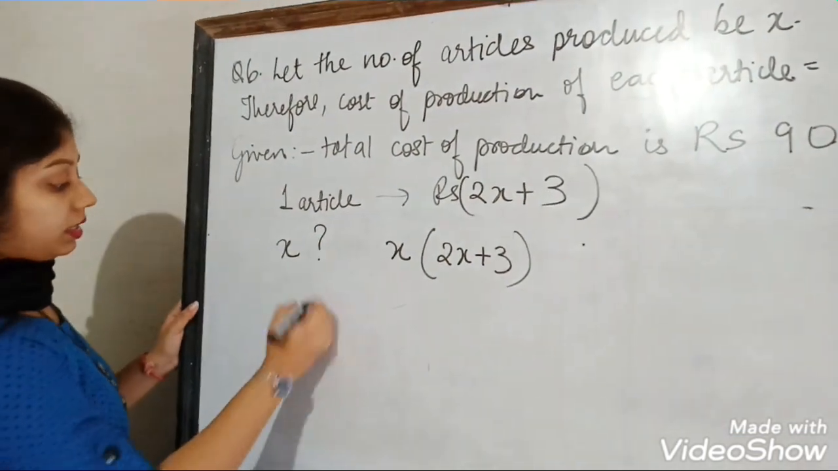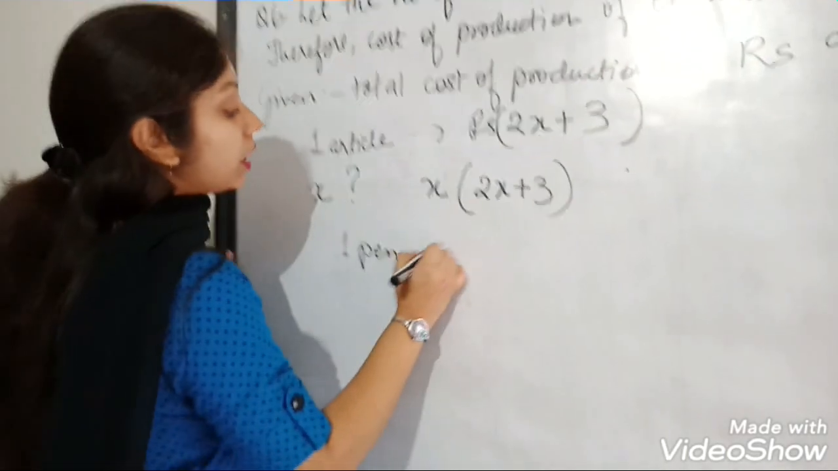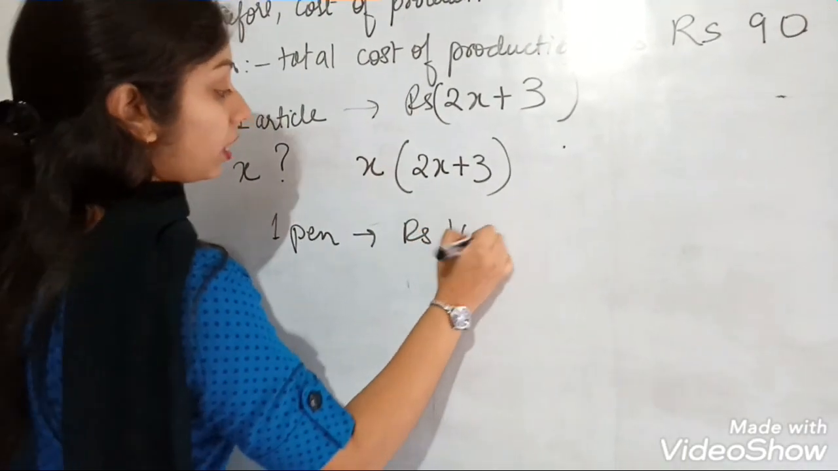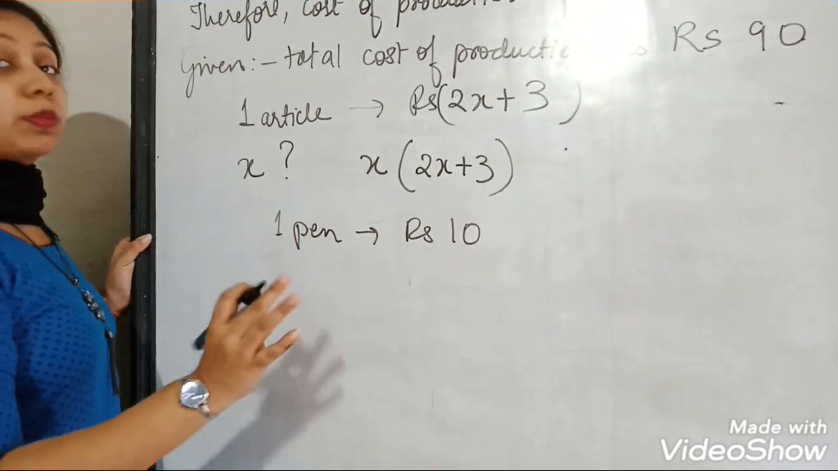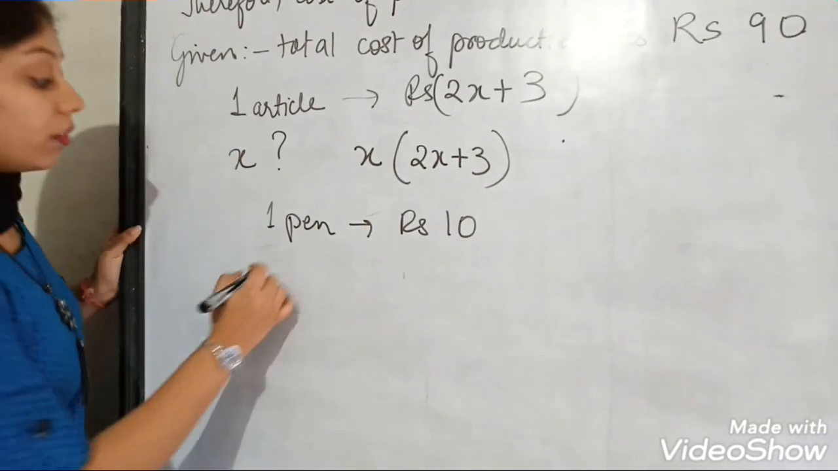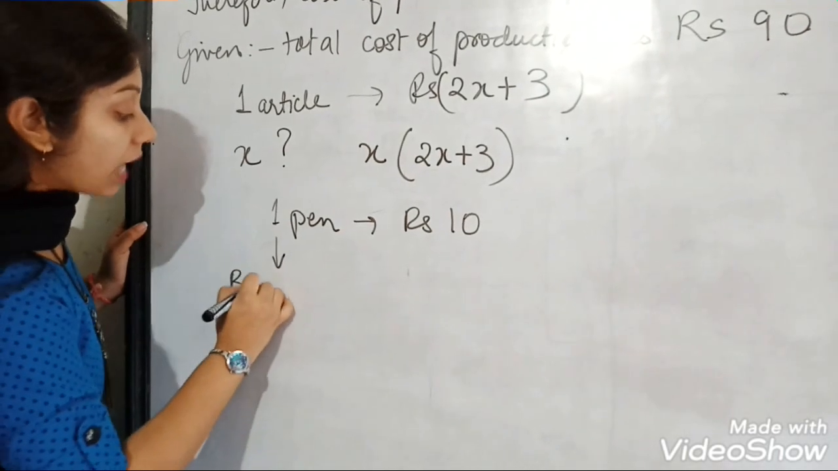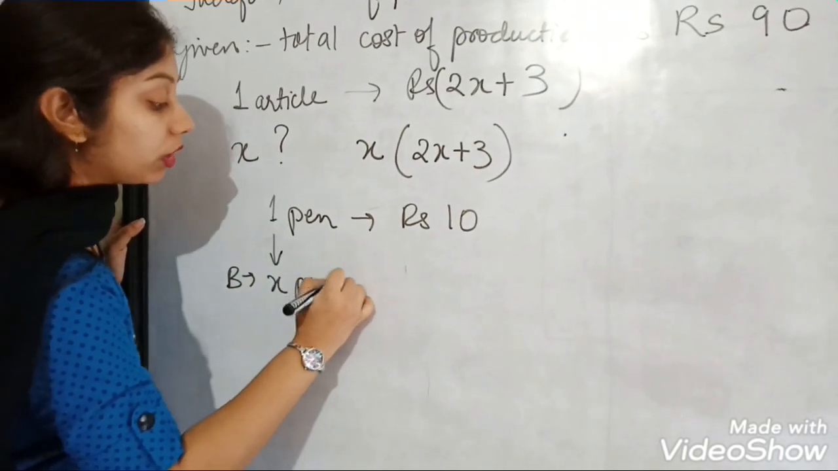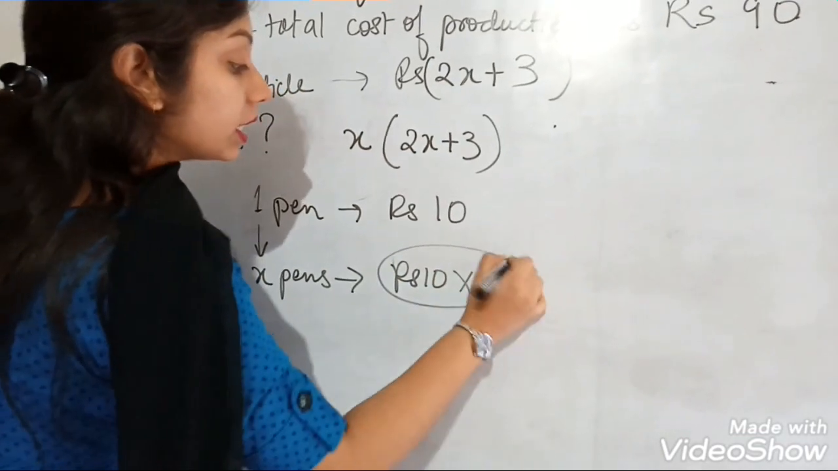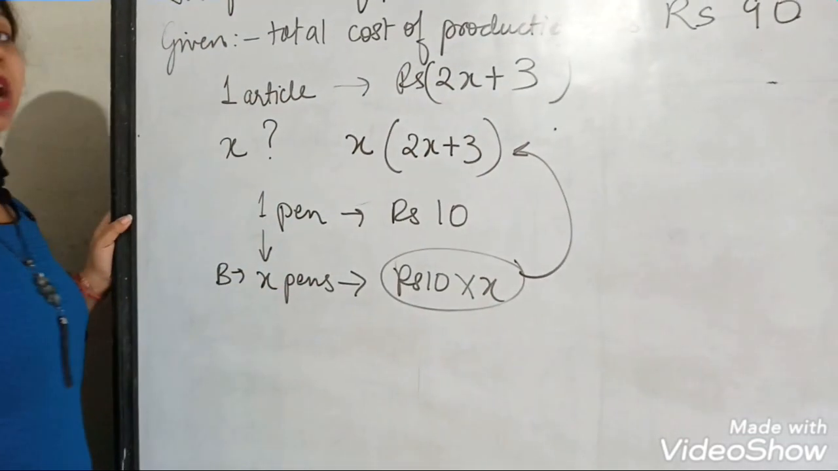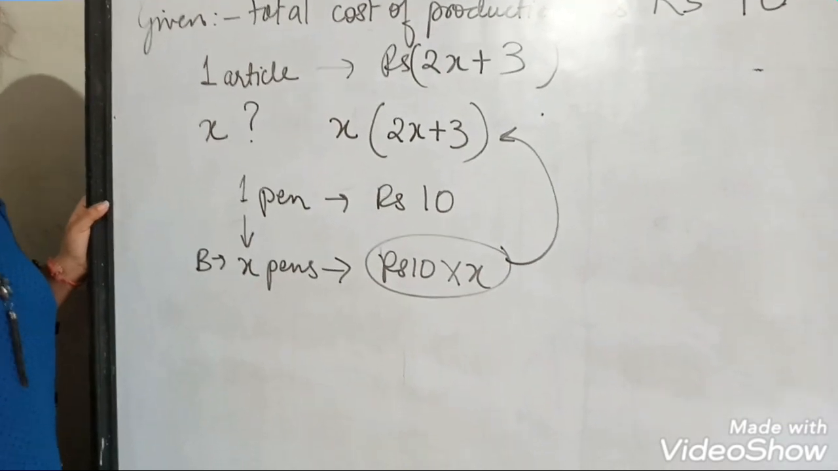Now understand this. If the cost of one pen is rupees 10 and suppose a person B has bought x number of pens, so what will be the cost? Rupees 10 multiplied by x, isn't it? Same formula we have applied over here. Did you understand?